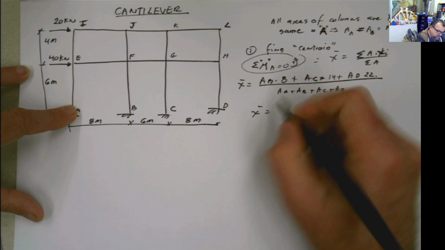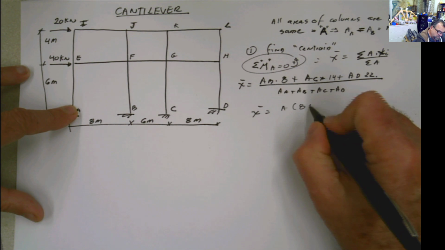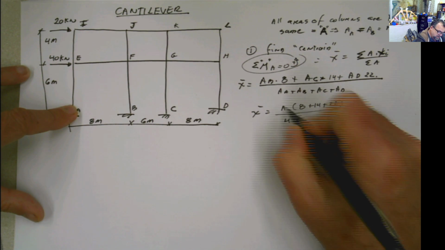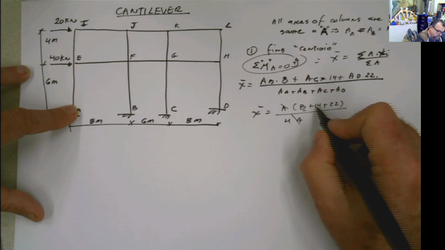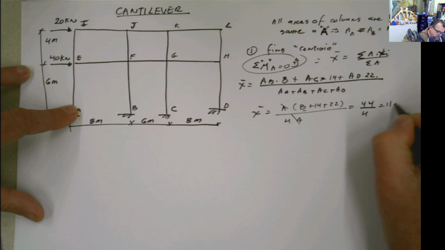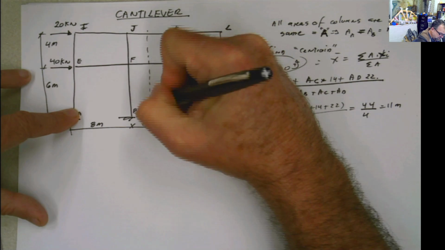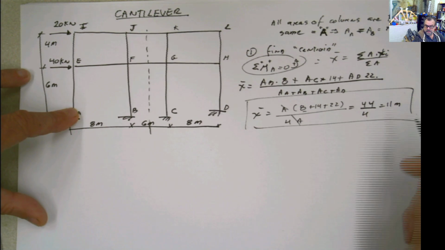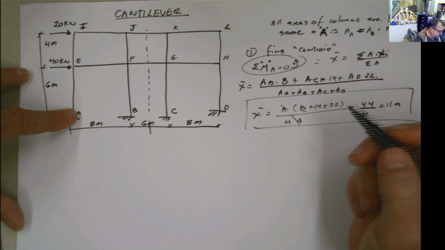So x bar is going to be A multiplied by 8 plus 14 plus 22 divided by 4A. These cancel out. And then you have 44 divided by 4, which is 11 meters. And 11 meters is exactly what we said was going to be at the center. If everything is symmetric, it's going to be at the center. But now at least you know what to do if it's not symmetric.